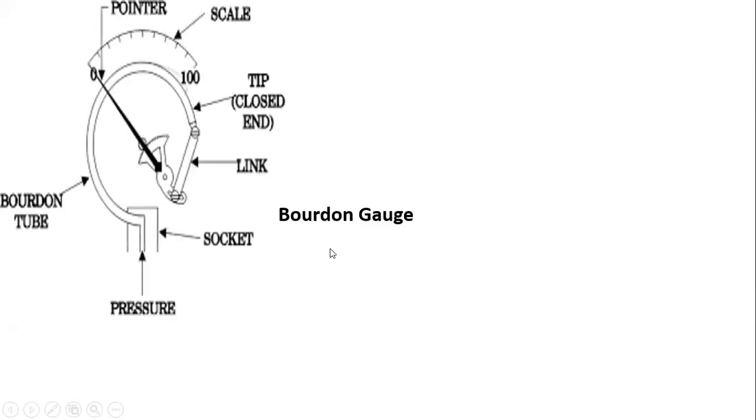Then let's see the Bourdon gauge as an example, because this is basically a pressure gauge.